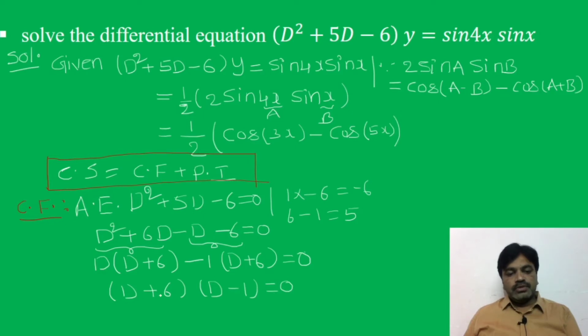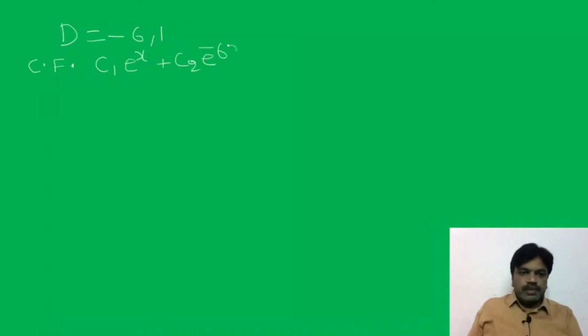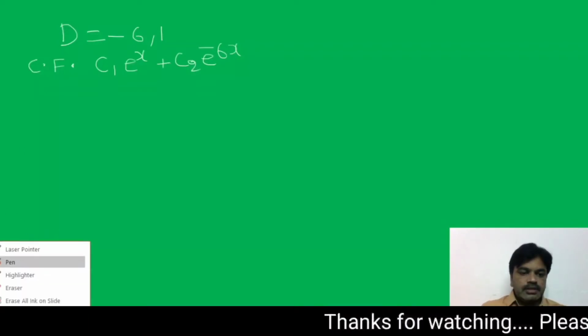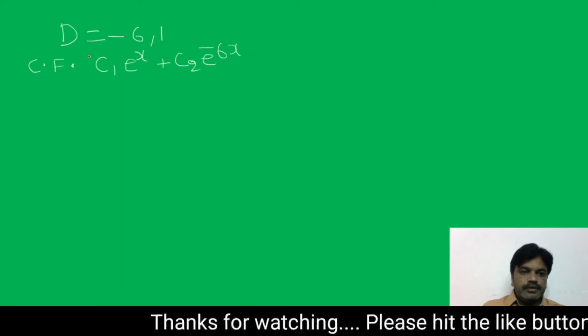So what are the roots, friends? Here D plus 6 equals 0, we get D equals minus 6. Here D equals 1. So D equals minus 6, 1. So what is the complementary function here? Complementary function is C1 e power 1x plus C2 e power minus 6x. You highlight this complementary function also, friends.